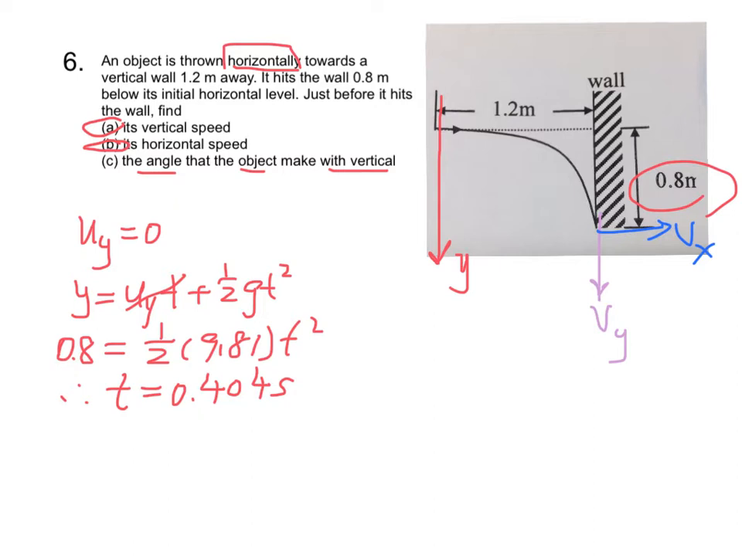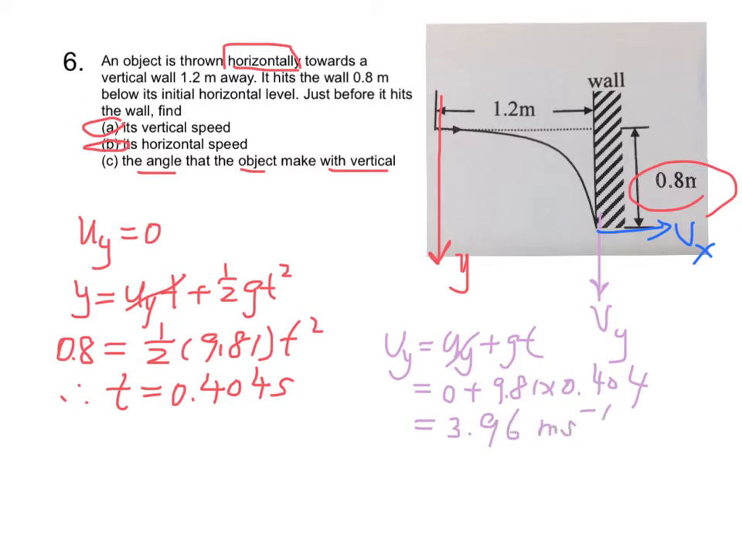Consider its vertical motion. We have Vy equals Uy plus g t. Vy equals 0 plus 9.81 times 0.404, which is equal to 3.96 meter per second. This is the result for part A.